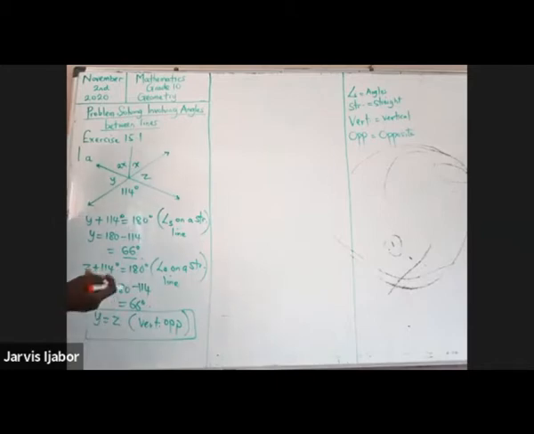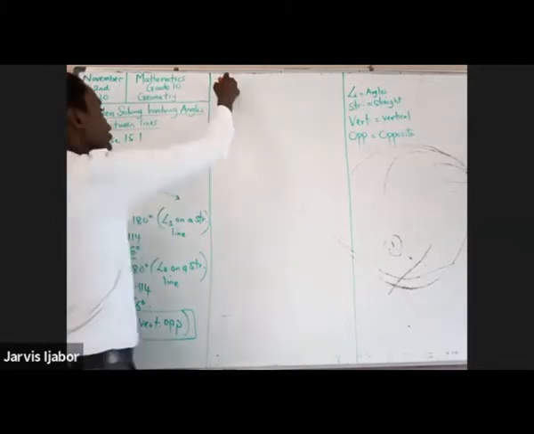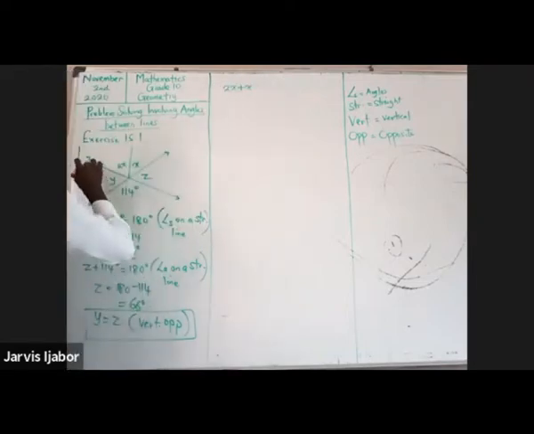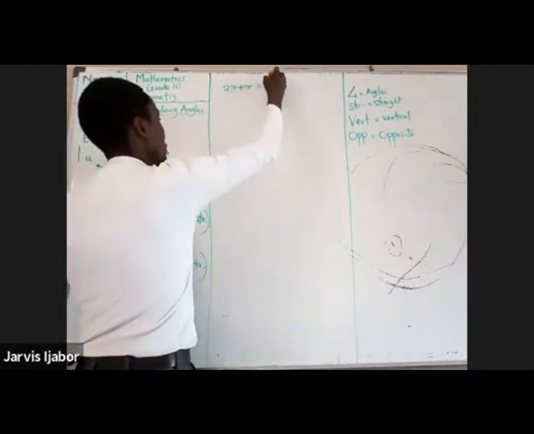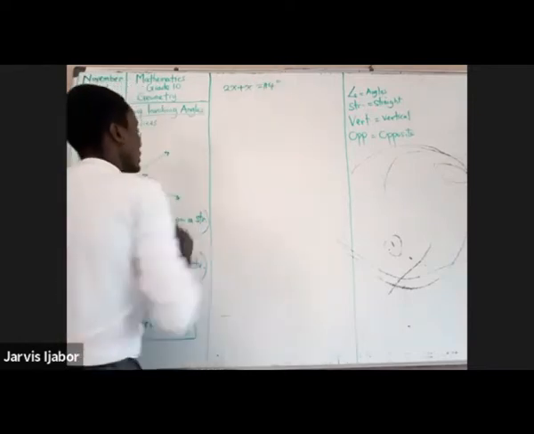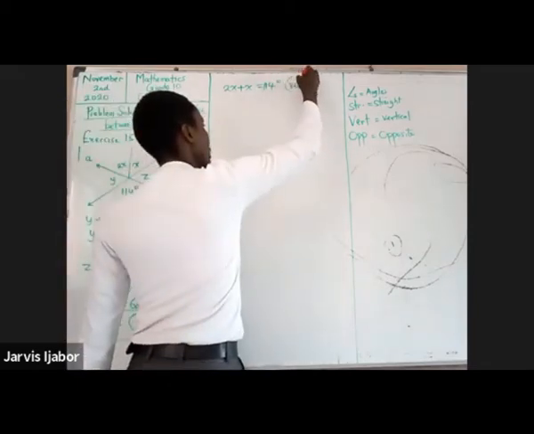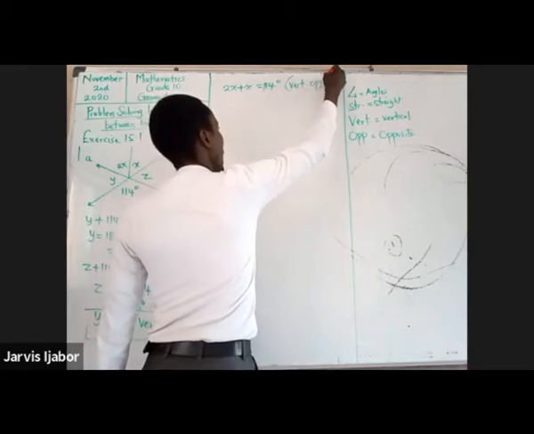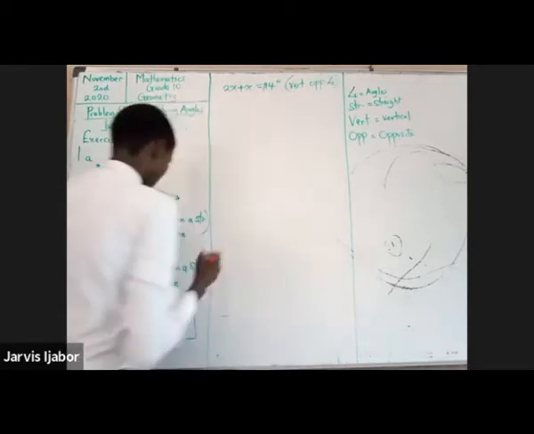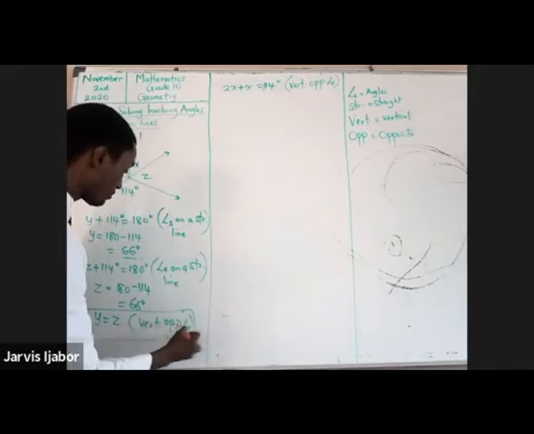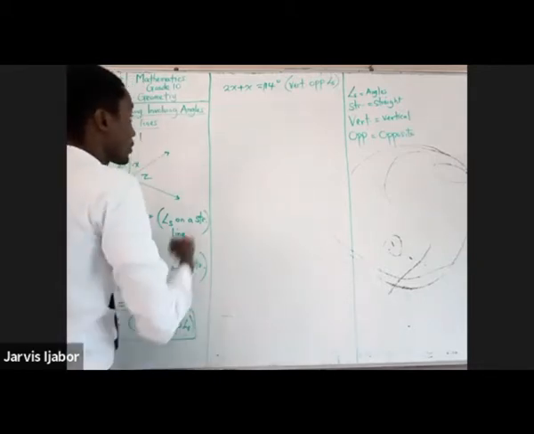Now, the next thing you want to consider is that 2x plus x. Remember that this line is intersecting like this. So 2x plus x will be equal to 114 degrees. What's the reason for that? Vertically opposite angles. When you see vertically opposite, it takes care of that.